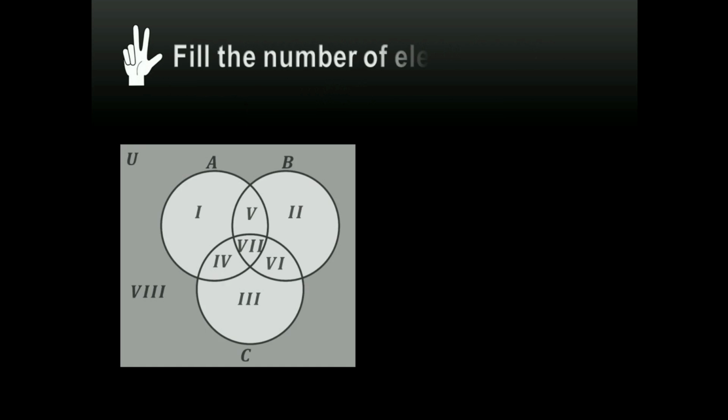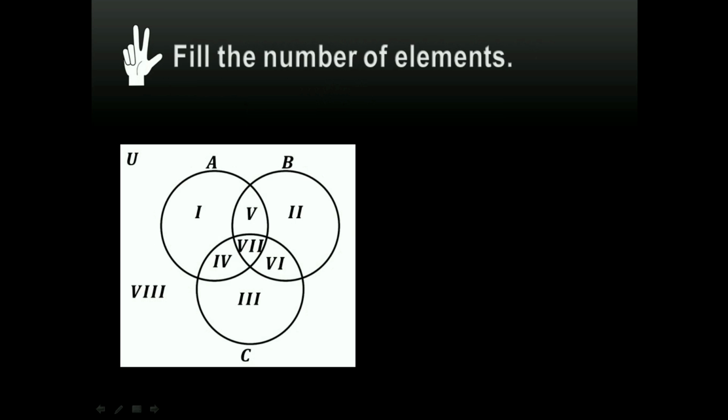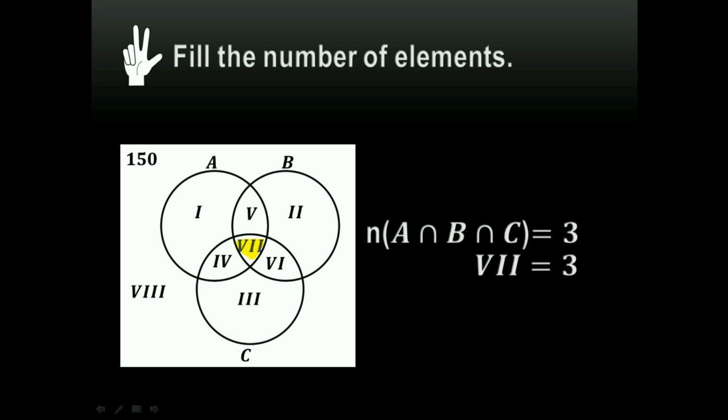For step 3, we just have to fill in the number of elements. If this is the figure, the first thing to do is to fill in the number of elements of the universal set. The universal set is said to be 150. After that, we have to get the intersection of the 3 circles. The given n(A intersection B intersection C) is 3. So region 7 is basically just 3.